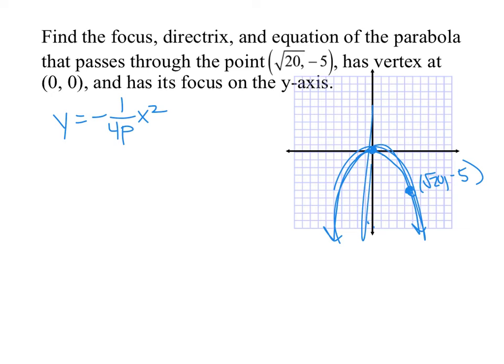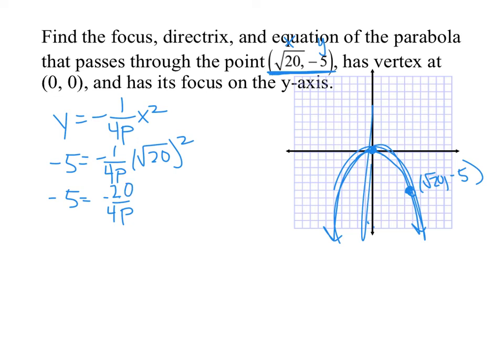So we have to think what pieces of information are we given that might help us solve this problem. Well, if you look at our x, y point here, the square root of 20 represents x, and the -5 represents y. So we're going to put -5 in for y, and we're going to put square root of 20 in for x. So we get -5 equals -1 over 4p times square root of 20 squared. Square root of 20 squared is 20, so we have -5 equals -20 over 4p.